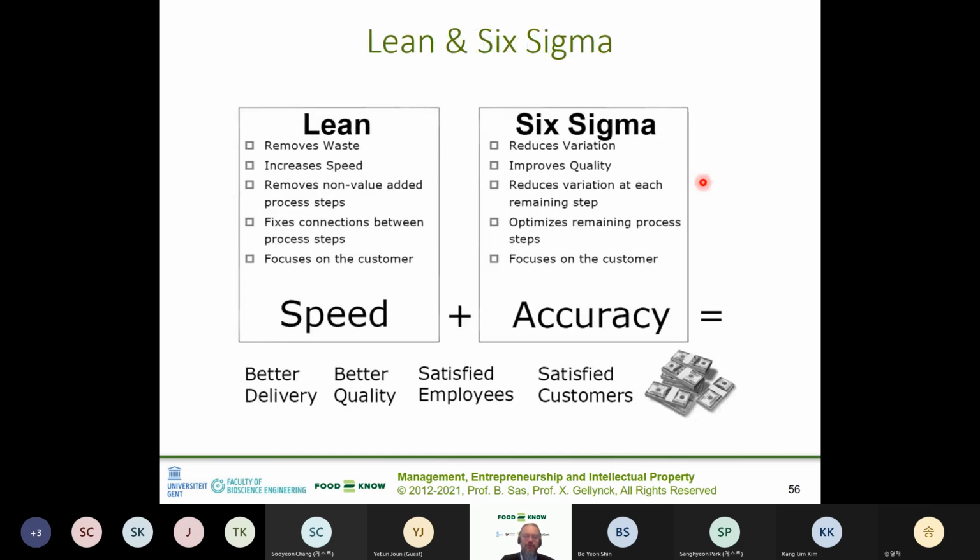Lean and Six Sigma, so speed and accuracy, results, as I mentioned, in lower cost of goods produced, COGS, cost of goods sold. So you have lower cost of production, so you have a higher profit.